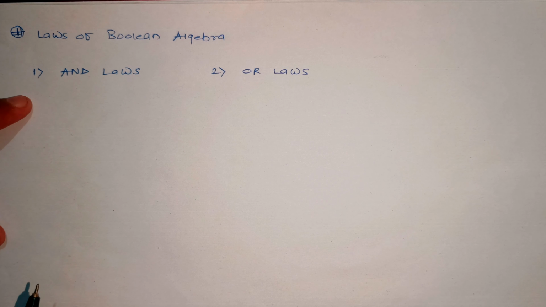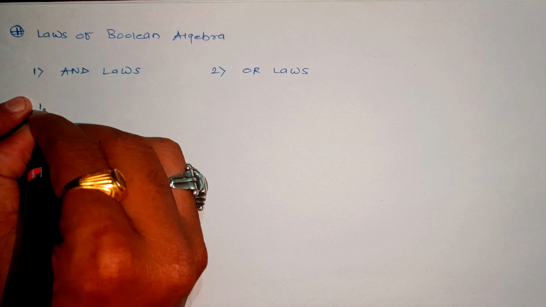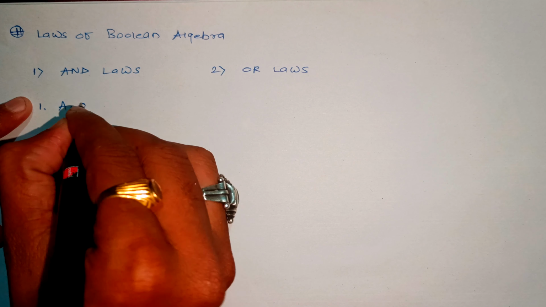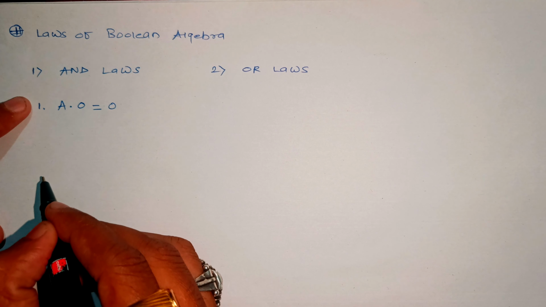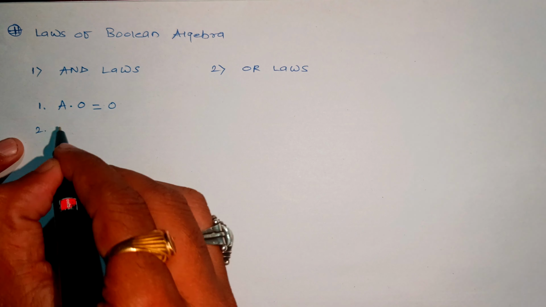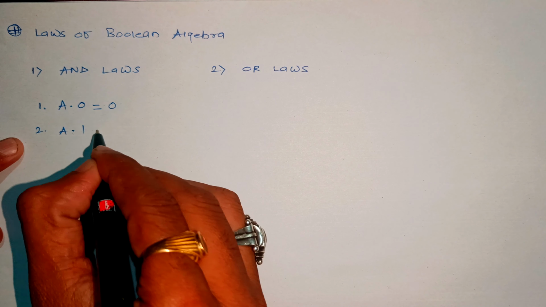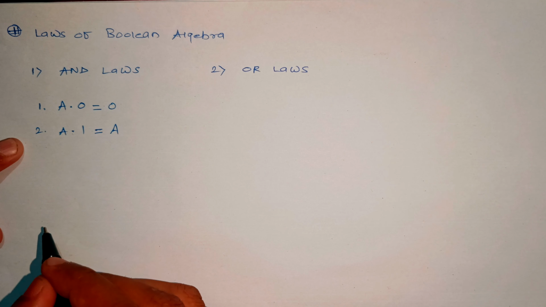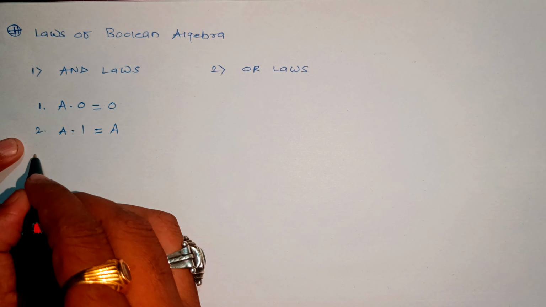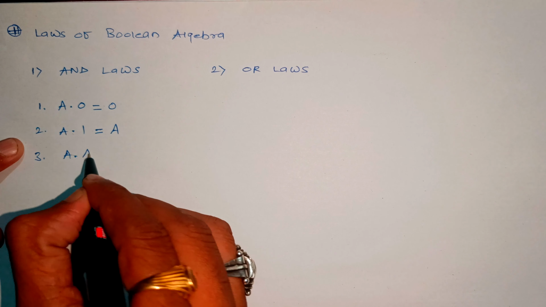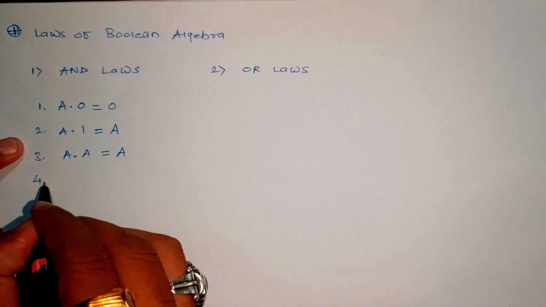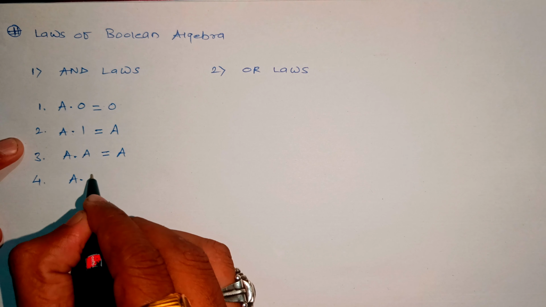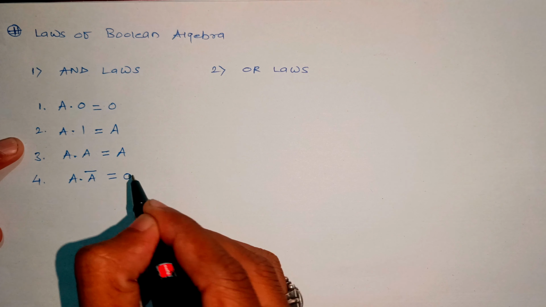So we'll start with the first law, that is called the AND law. Let us write this one. Let's suppose we have a variable a. If I multiply any variable with 0, we'll get the result as 0. Second, if I multiply any variable with 1, we'll get the same variable a. A into 1 will be a. Third, if I multiply the same variable, that is a into a, it will be equal to a. Fourth, if I multiply a with a bar, it will be equal to 0.